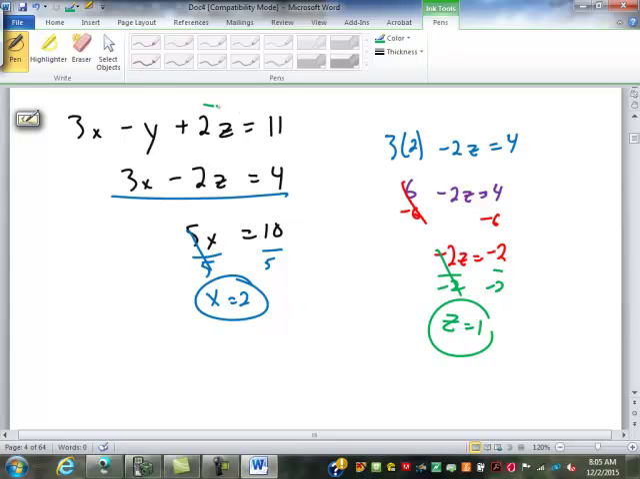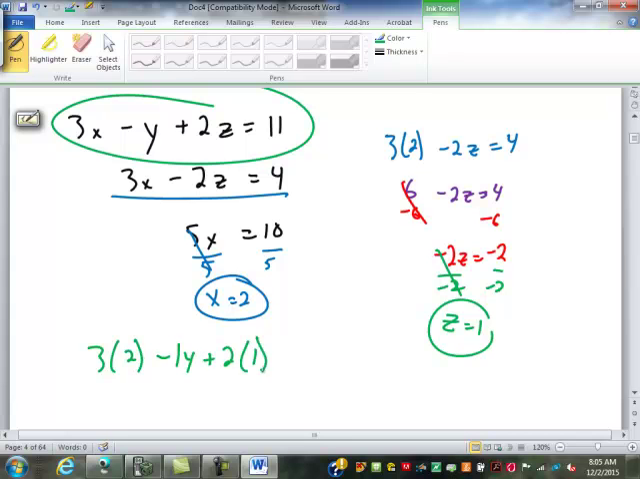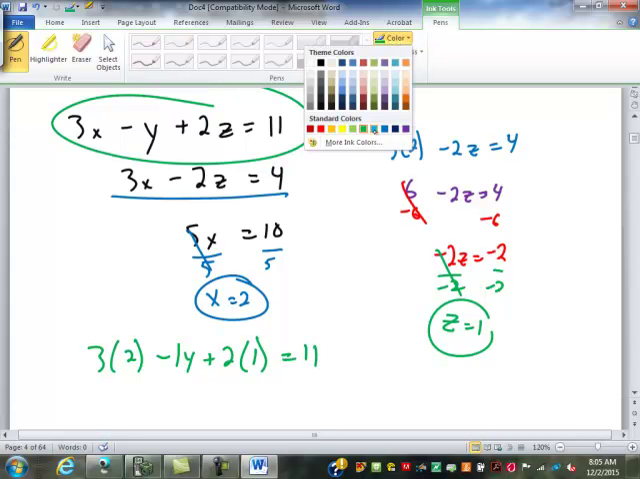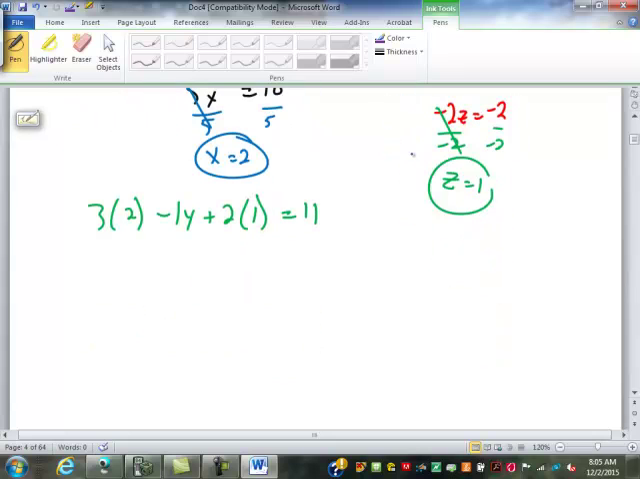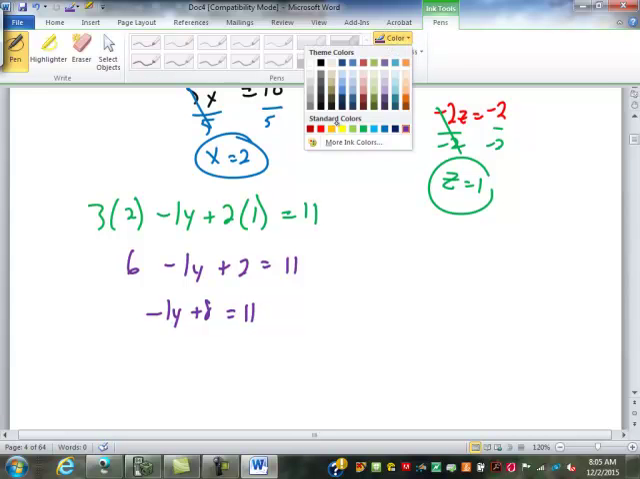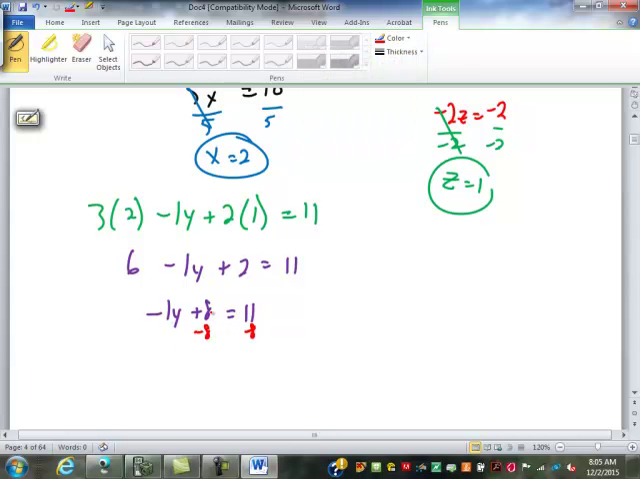So I've got x and z, now I go back to the first one and find y. 3 times 2 minus y, I'll make that a negative 1y, plus 2 times z, so 2 times 1, equals 11. 3 times 2 is 6, minus 1y, plus 2 is 2, equals 11. Negative 1y plus 8 equals 11. Subtract 8. Negative 1y equals 3. So y equals negative 3.